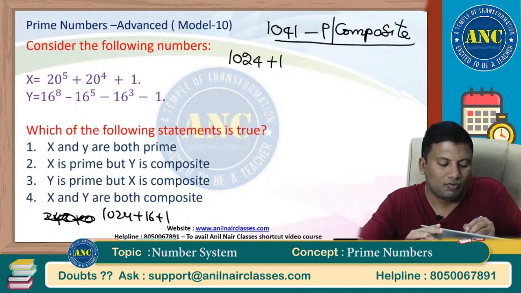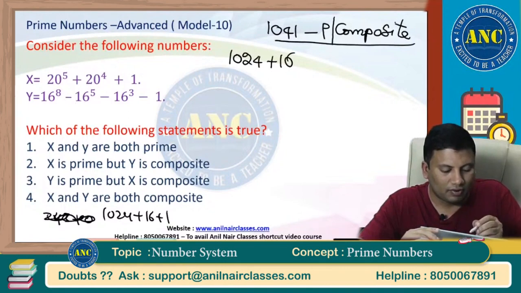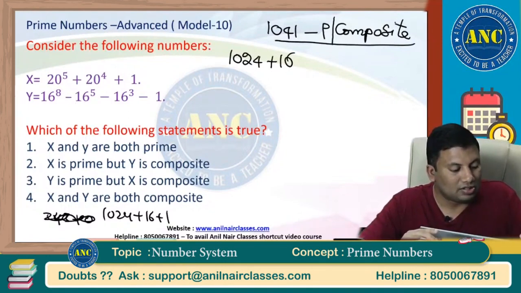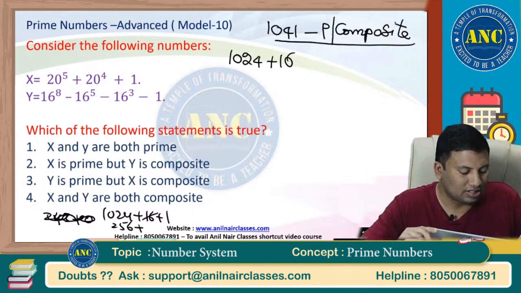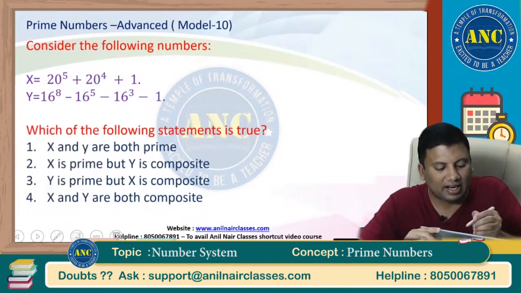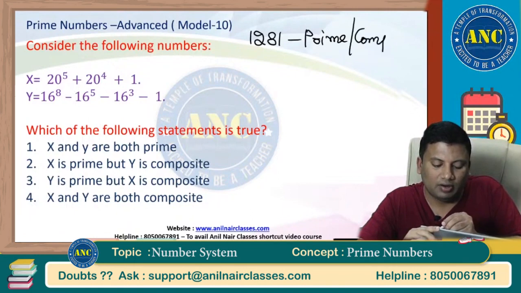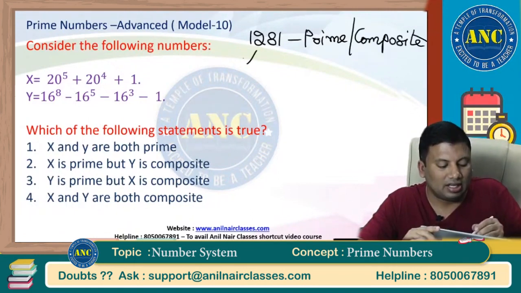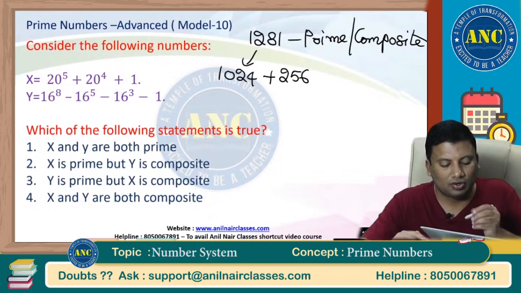It can be written as 1024 plus 16. One minute, sir. What I'll do is, for example, 4 power 4 is 256. 256 plus 1. Let us take 1281. I'll tell you what I am trying to tell you. Is 1281 prime or composite? One way is to find out the square root of 1281. The other thing is, can I write it as 1024 plus 256, which is 1280, plus 1.